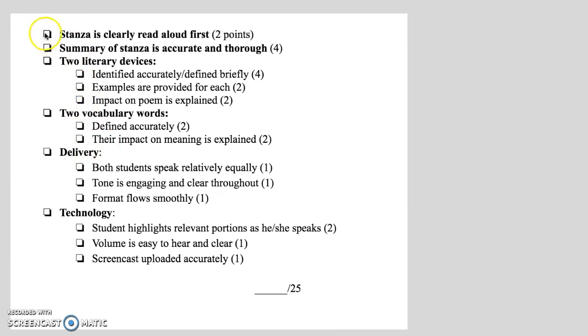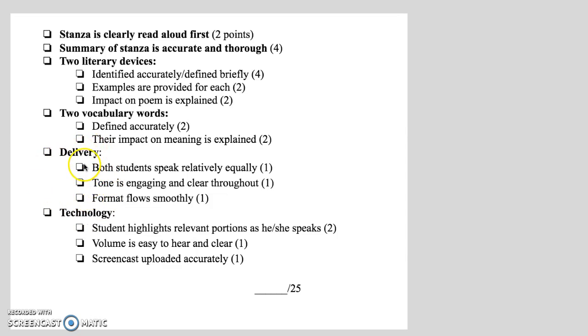So do they, in their screencast, they will need to know they need to read their stanza out loud first. They need to know that their stanza is accurate and thorough. So do they identify 2 literary devices and include all 3 of those elements that are on the graphic organizer? And then the same, are there 2 vocabulary words they look at? Are they defining them? Are they just explaining their impact? And then finally in the recording, we're starting to get closer to that.